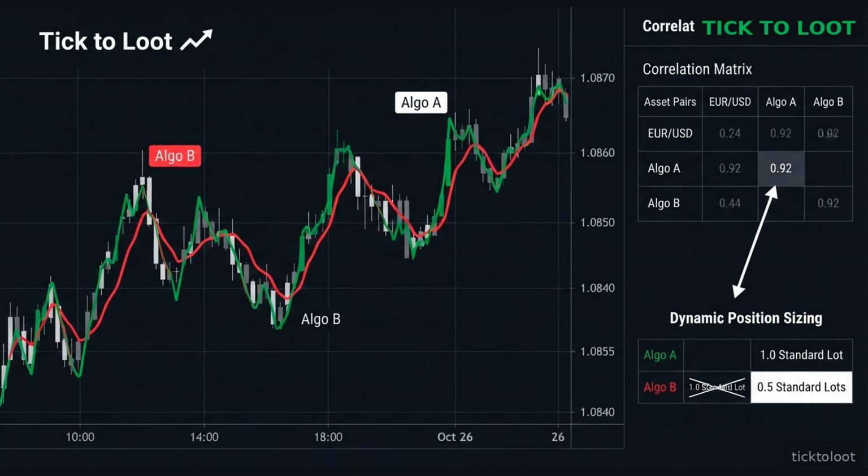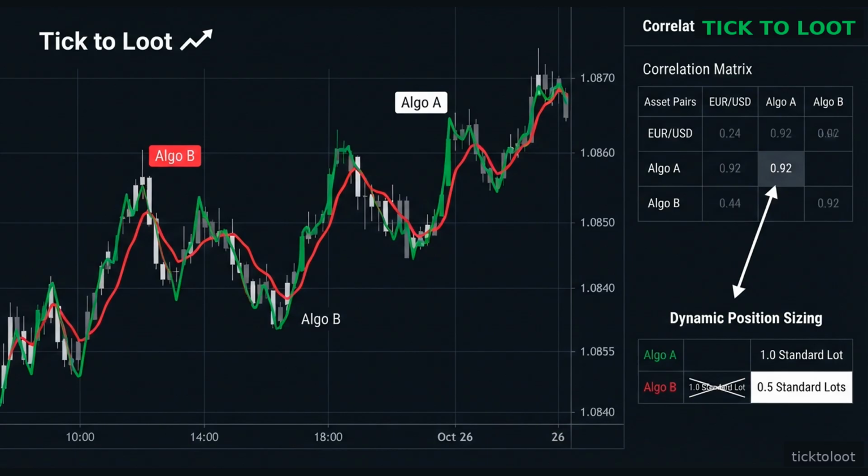All right, looters, now that we can see when two of our algorithms move together, it's time to act on that information. Adjusting positions means changing how much money we put behind each trade based on the strength of their relationship. Imagine you have two friends who always order the same meal at a restaurant. If you only have one plate of food, you wouldn't give both friends the full portion because you'd end up with a huge waste. In trading, the same idea applies.